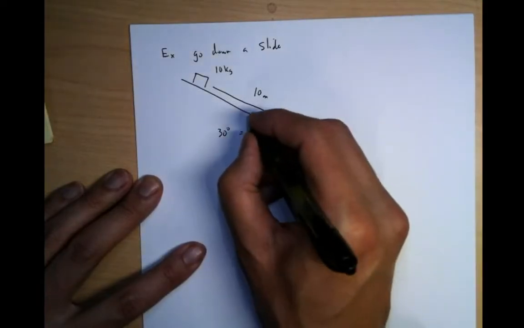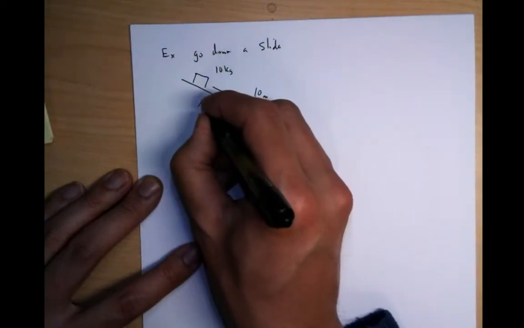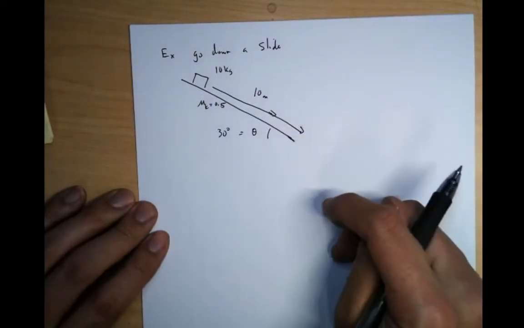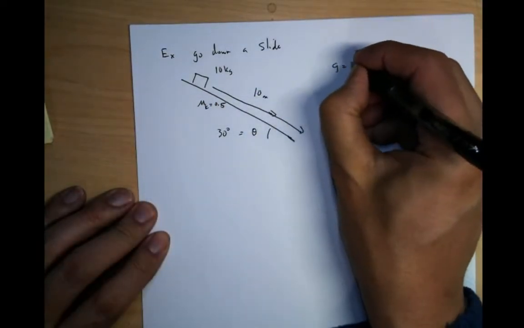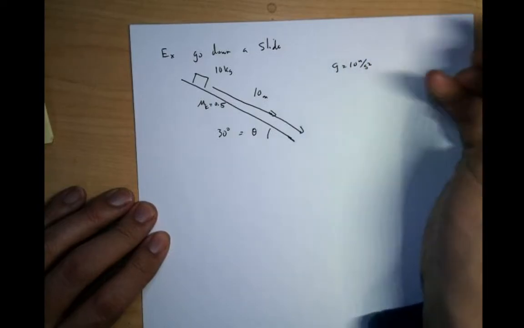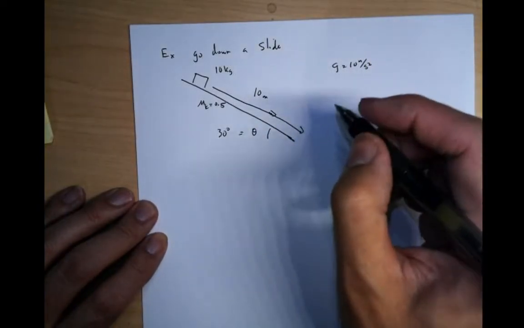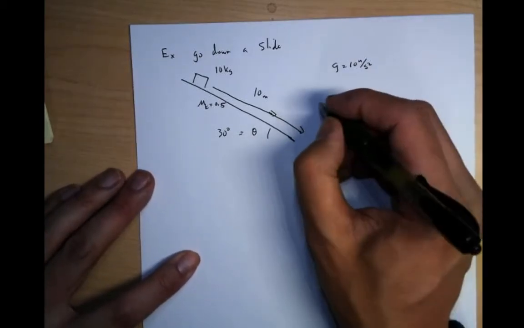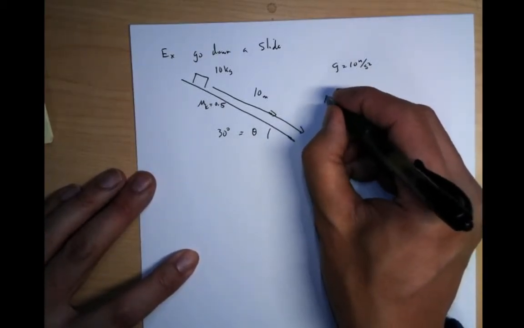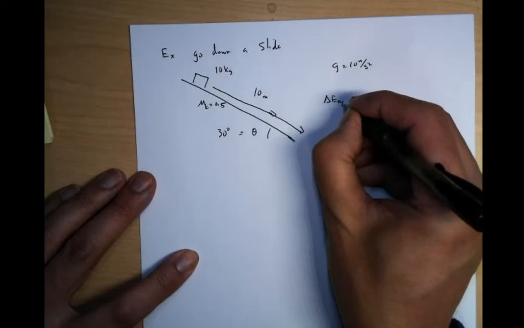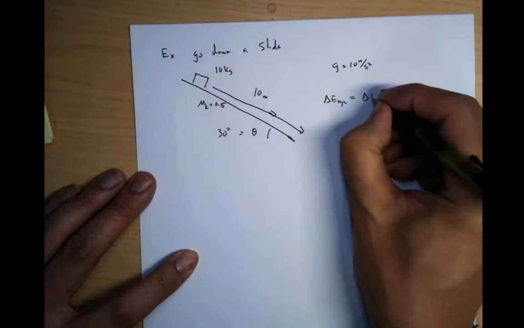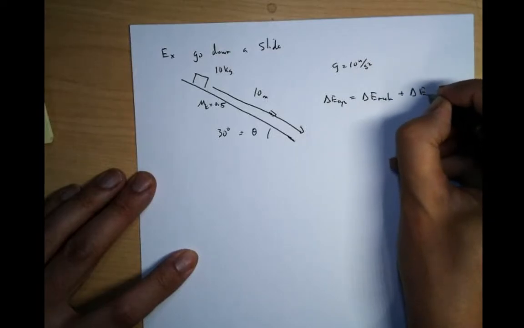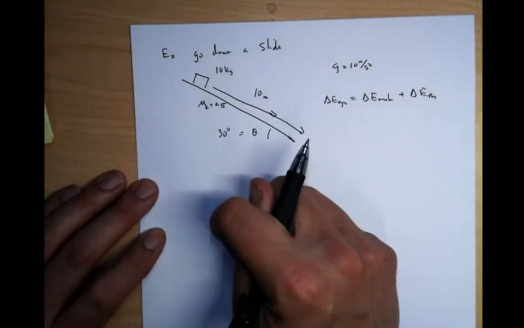Okay. And let me give this a friction. This is 0.5 to make it simple. And I'm going to make g equal 10 meters per second squared, because I don't want to deal with 9.8 anymore, to tell you the truth. Okay, so let's take a look at this thing. So, delta E system is equal to delta E mechanical plus delta E thermal, right?